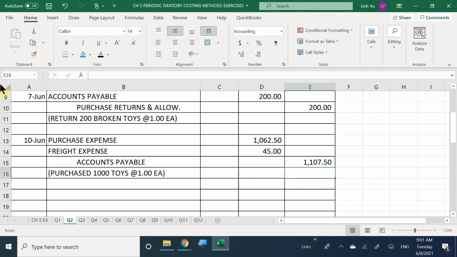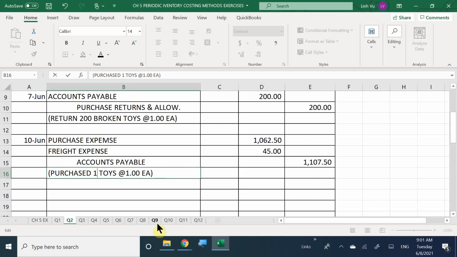Good. And of course, I'm going to also make a note that I purchased 850 toys, right? That cost me $1.25 each. All right. I don't include freight because the idea is in case I do make a purchase return and allowance, I am keeping track of my inventory and making sure that this is what each one cost me, because freight is going to be a completely separate expense, as you can see here. All right.